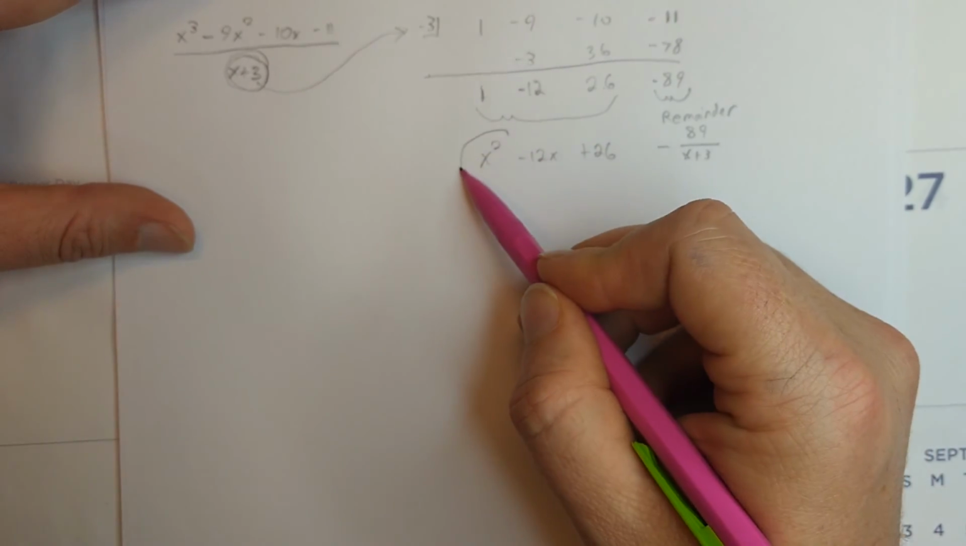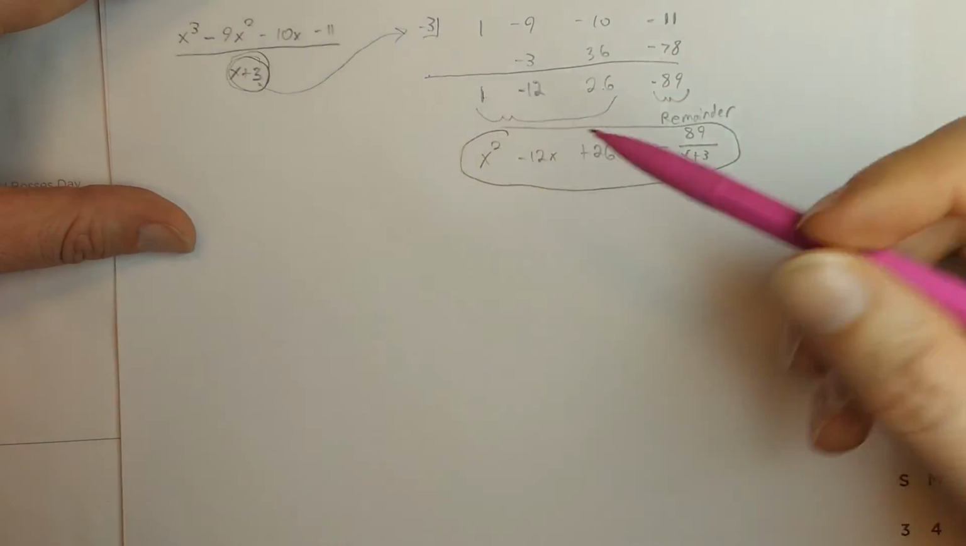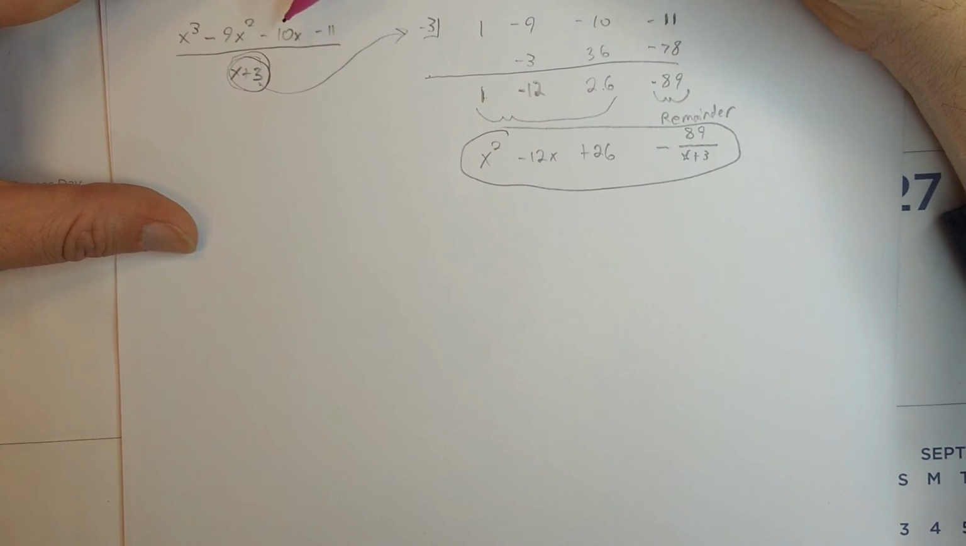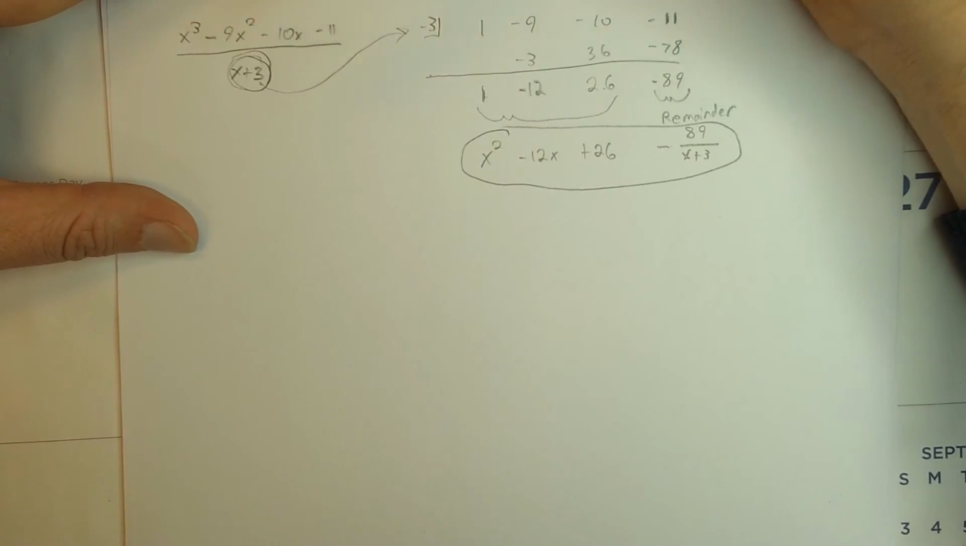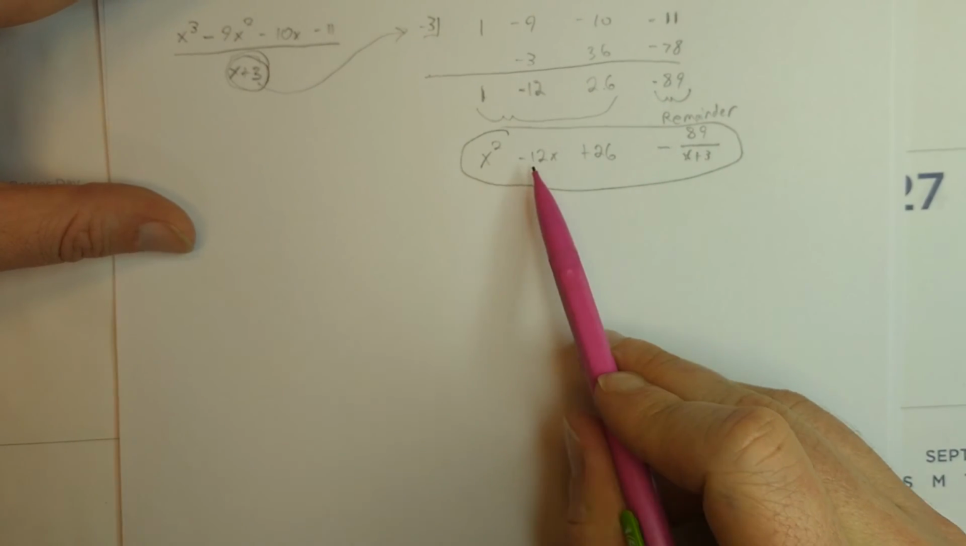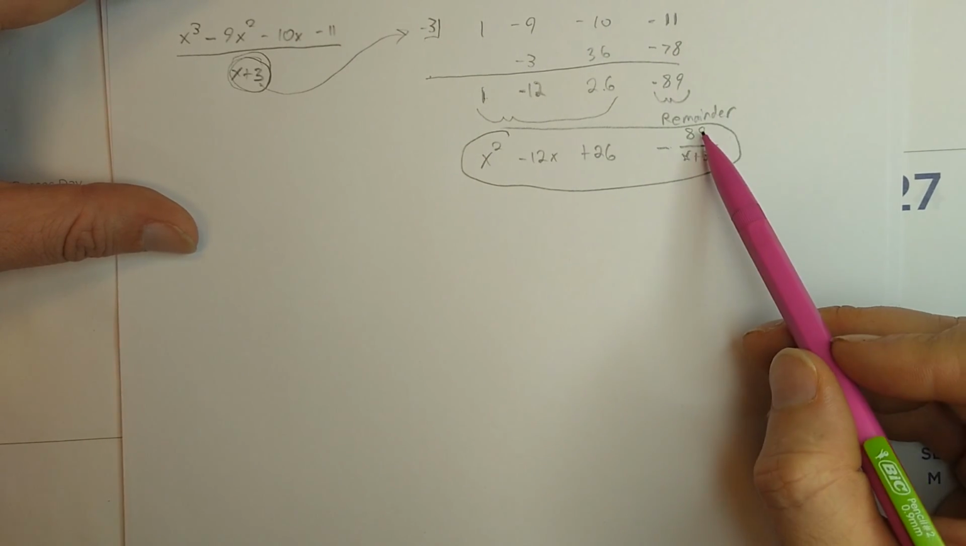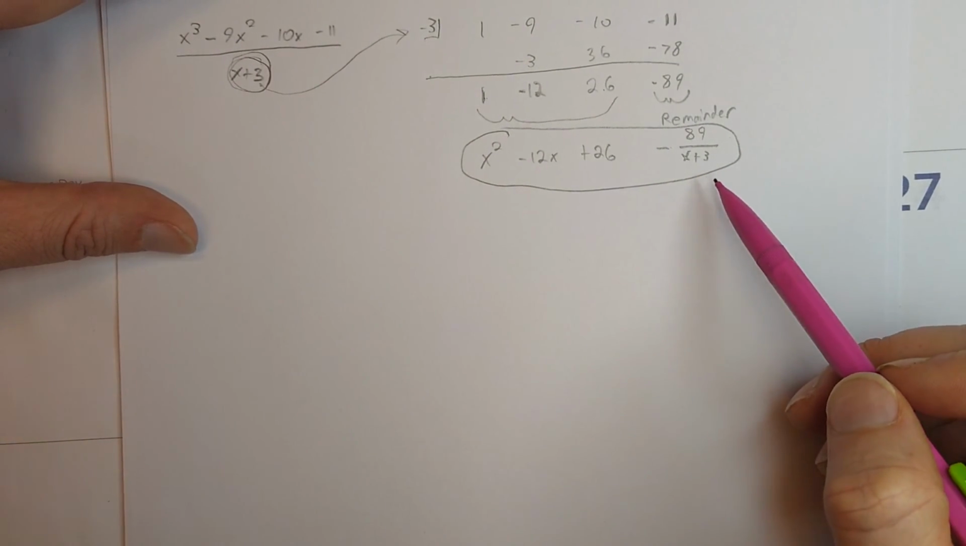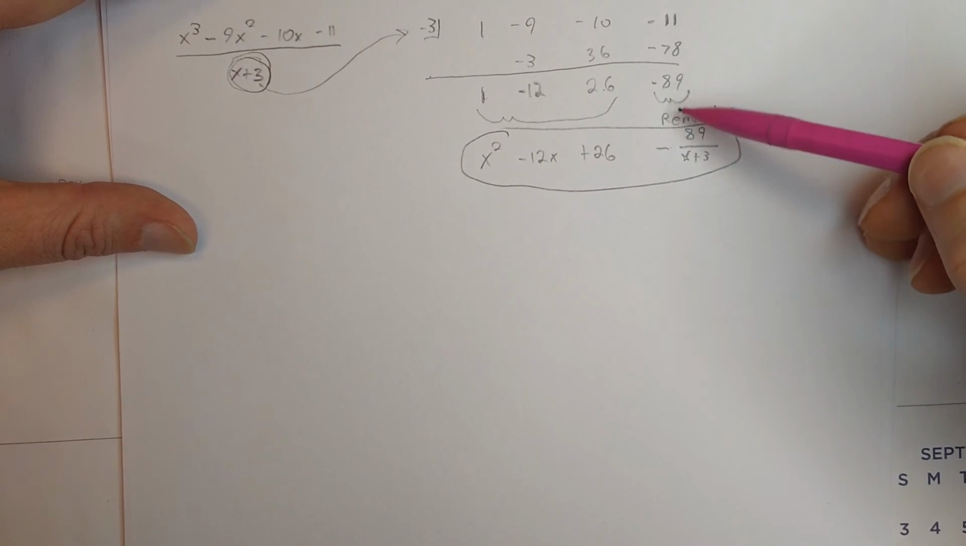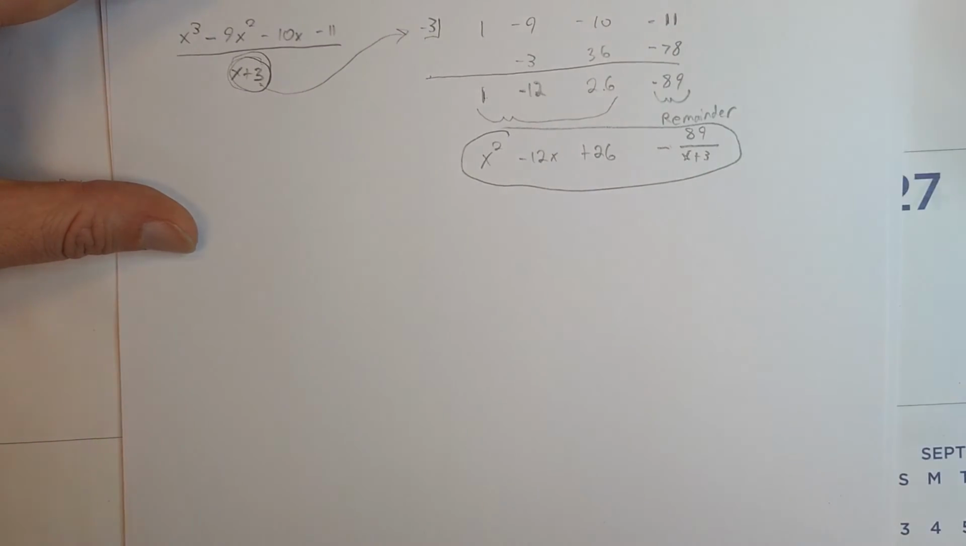Okay, so there would be our answer. When we divide x cubed minus 9x squared minus 10x minus 11 by x plus 3, we're left with this new polynomial minus 89 over x plus 3. Again, that 89 is just our remainder, and this is minus because that was a negative 89.